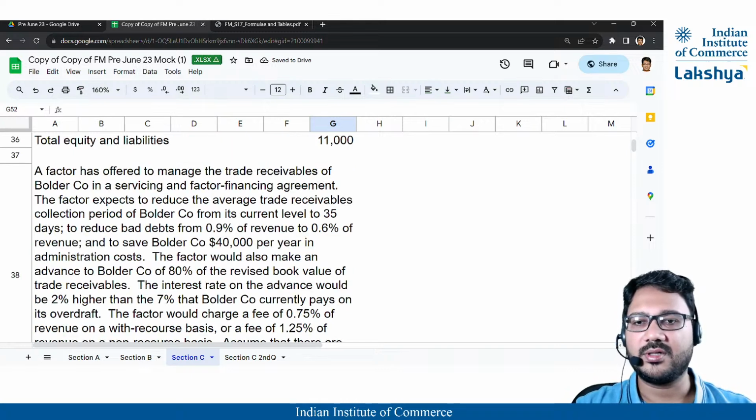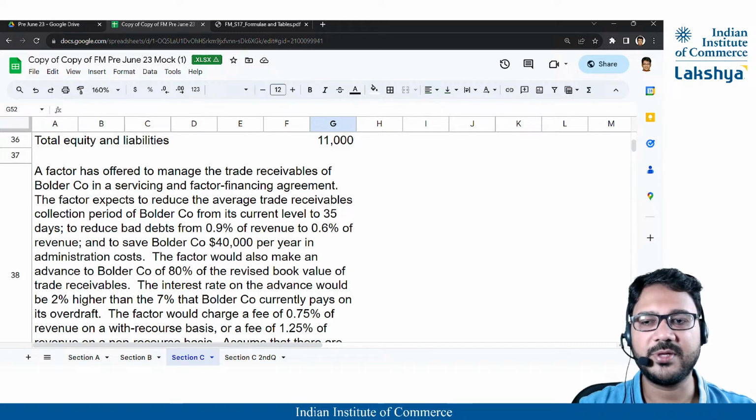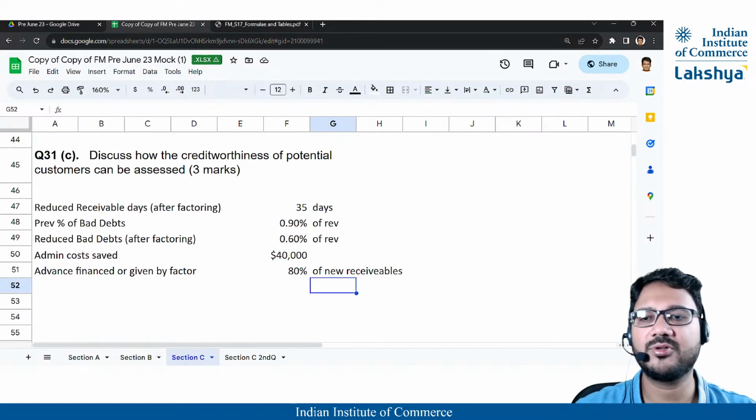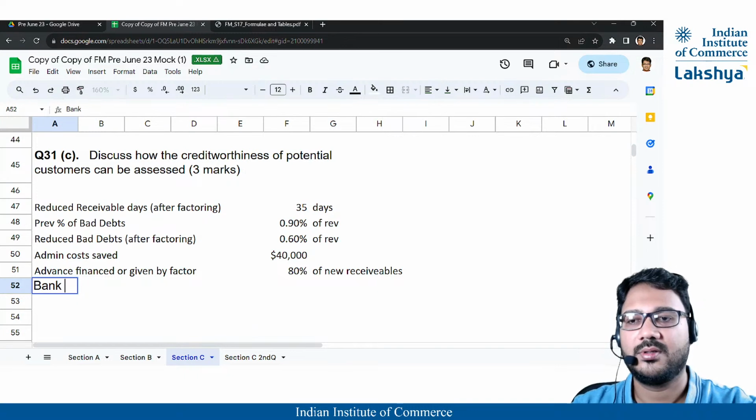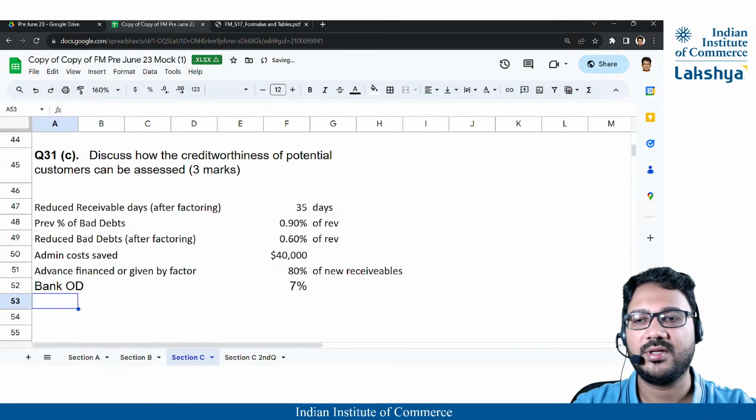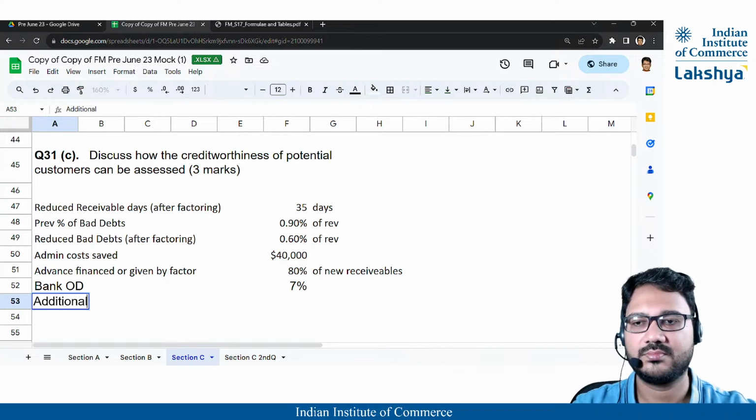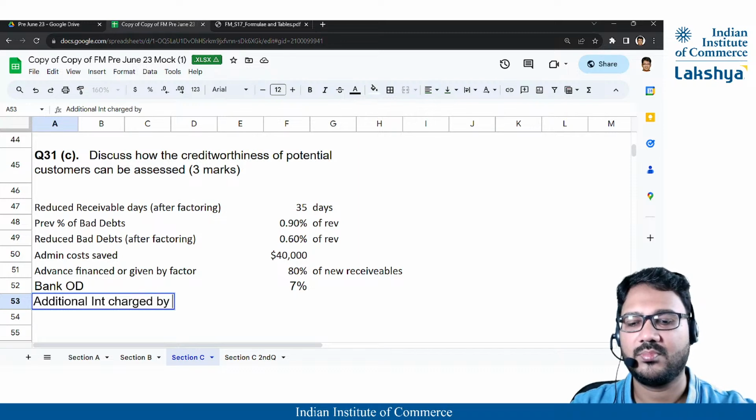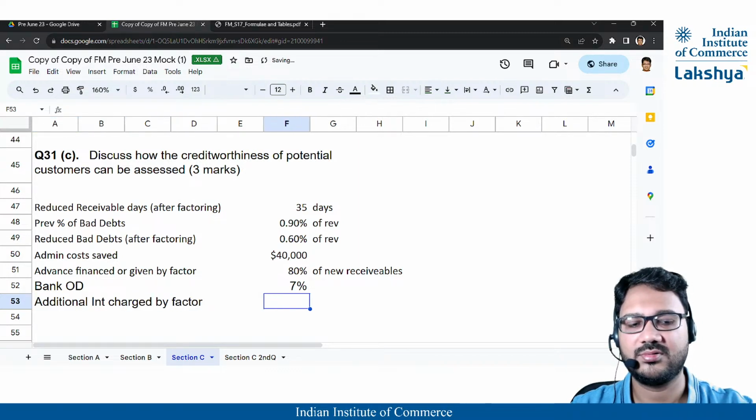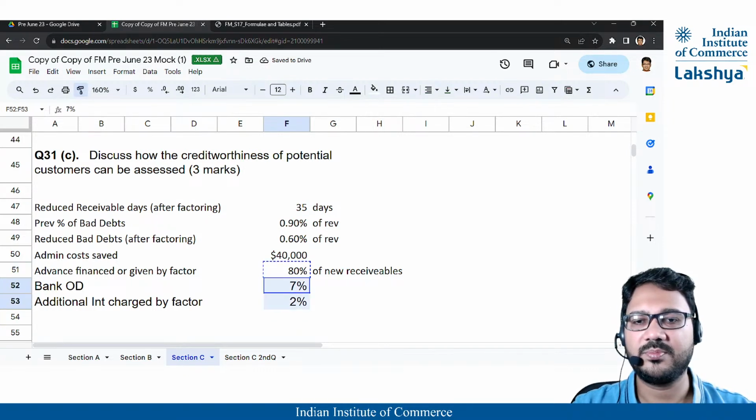Okay, then what else is there? The interest rate on the advance would be 2% higher than the 7% that Boulder Company currently pays on its overdraft. So currently the bank OD is 7%, and the additional interest charged by the factor is 2%, which means it's taking a total of 9%.